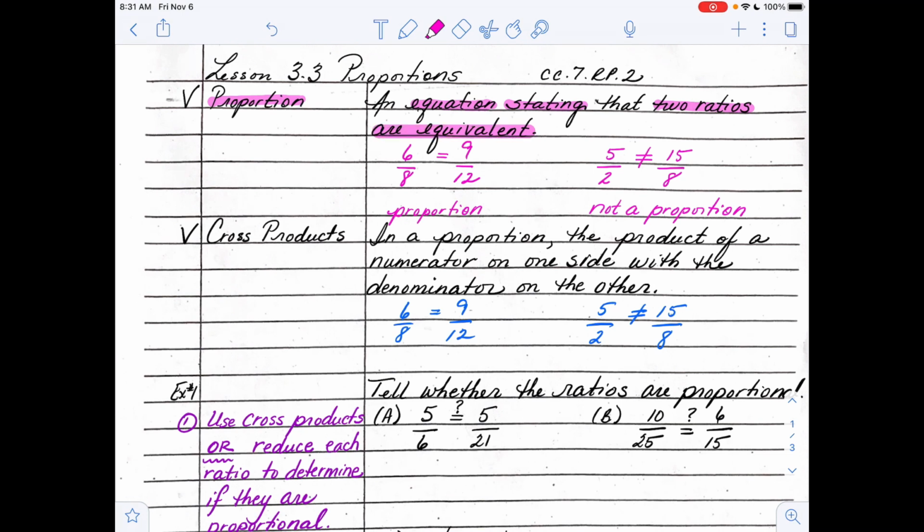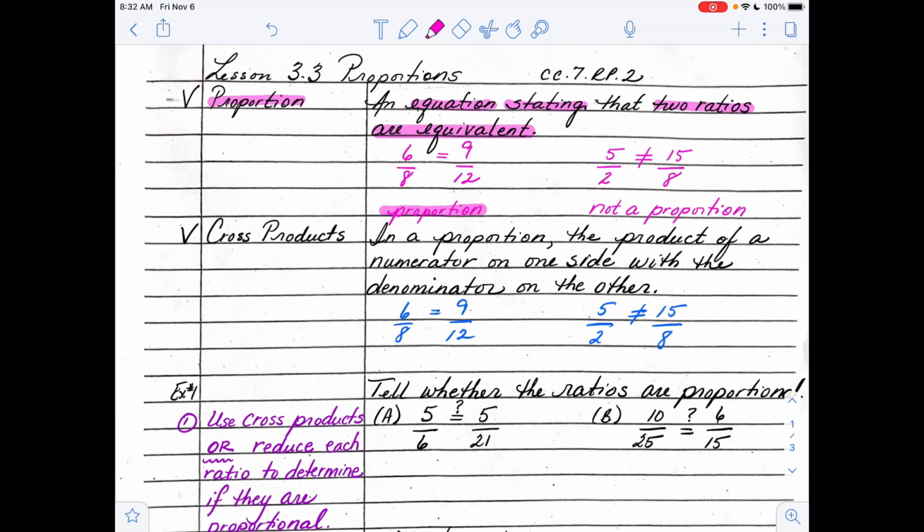Remember, ratios are two things that are being compared to each other. So if I say 6/8 is equal to 9/12, that is one ratio being equal to another ratio, which means it is a proportion. Some people say, oh, it's one fraction equal to another fraction. Well, that's one way to look at it, but ratios aren't fractions. They are two things that are actually being compared to each other.